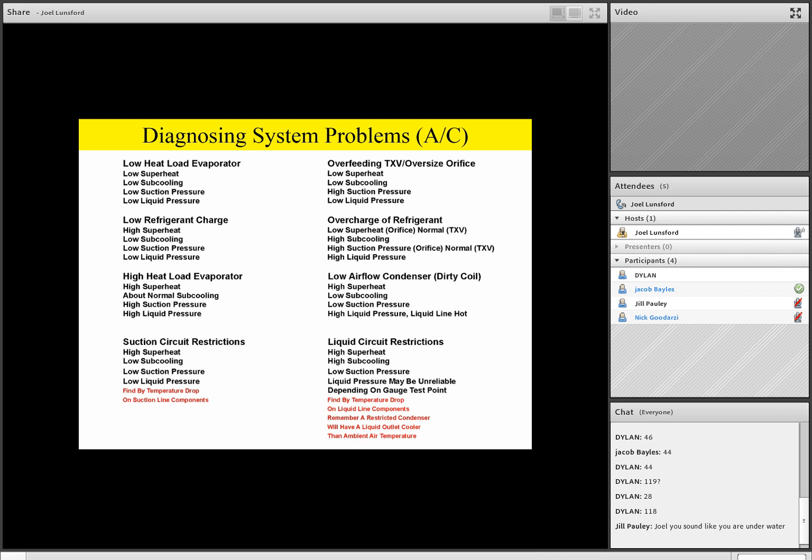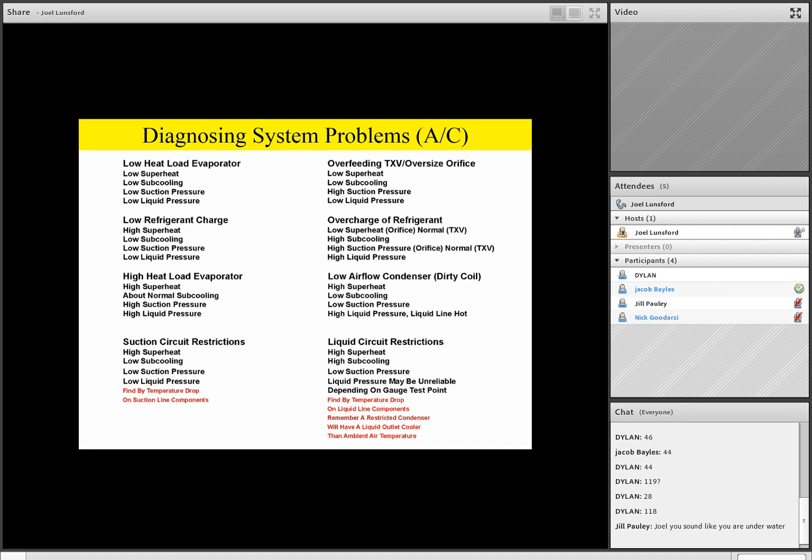And you're going to find that by the temperature drop across the suction line on those components. Let's do another one that's really, really close. We're not going to go over all these. You can kind of read them, but keep your diagnosing system problem page kind of off to the side too when we do these service calls. It'll help jar your memory.